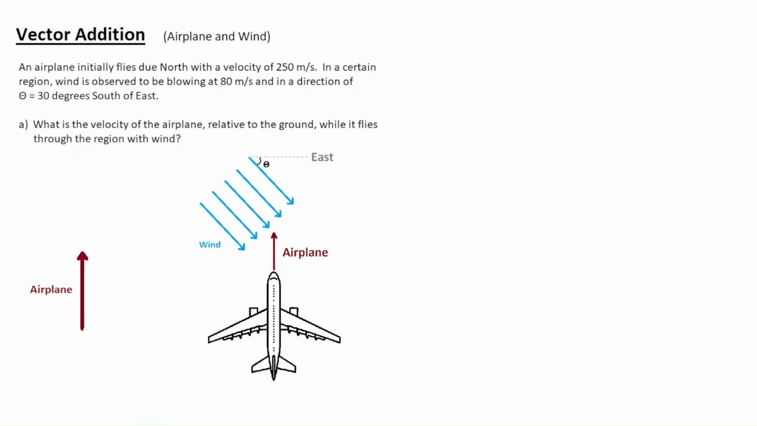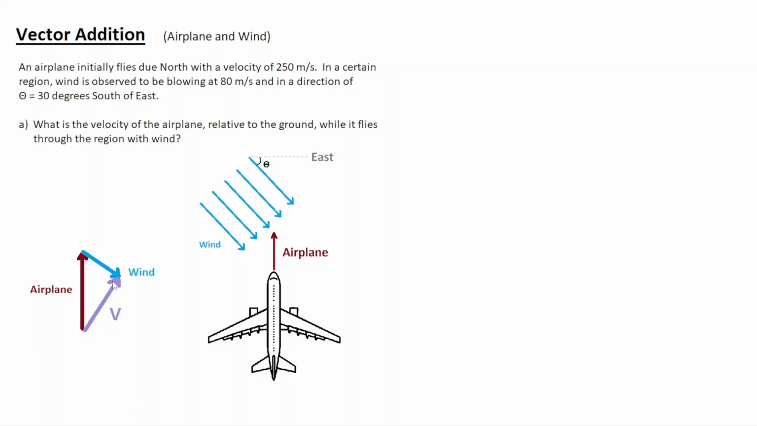The airplane itself is flying north. If there was no wind, the plane would keep flying in this direction in this straight line. But when it runs into the wind, it will be pushed in the direction that it's blowing, south and east. So we add that tip to tail. At the tip of the airplane vector starts the tail of the wind vector. And so the airplane itself will travel in this direction along this purple line.